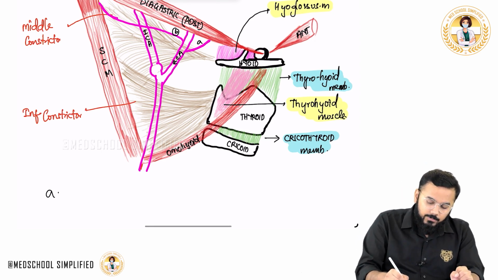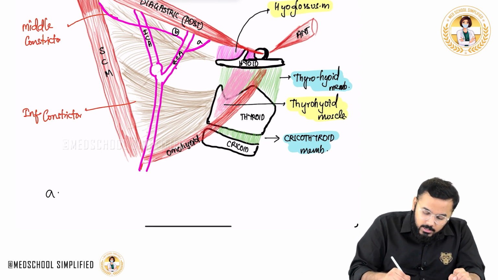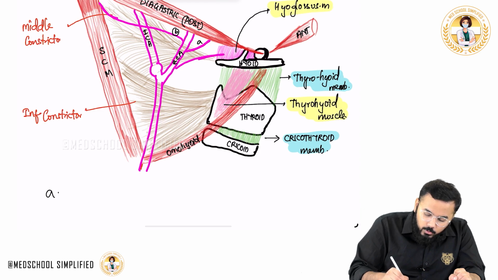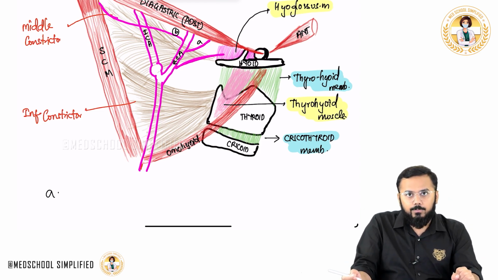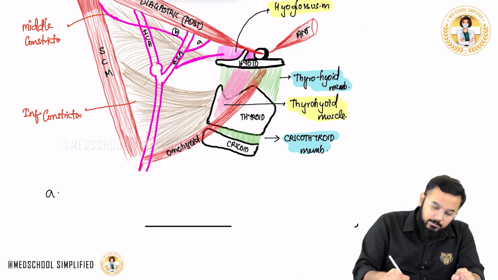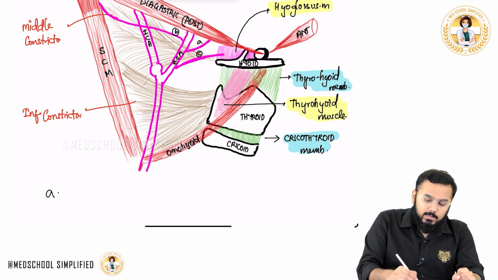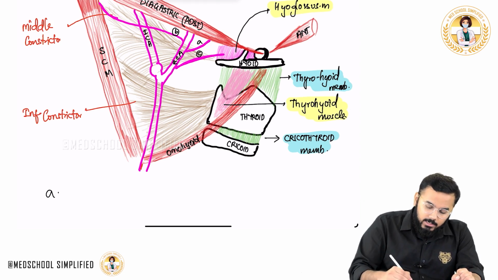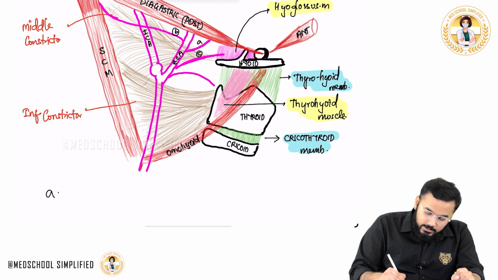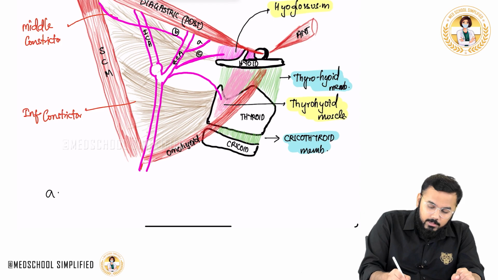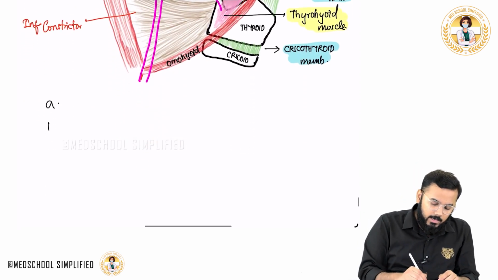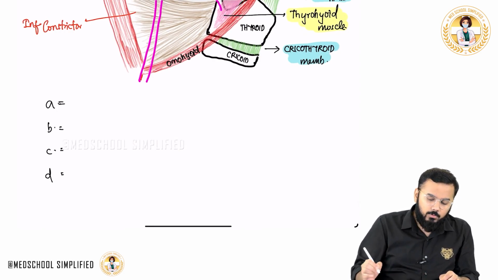Next we have another branch that is going all the way into your suprahyoid region. Let us name this branch as C. The last branch goes all the way and enters into your thyroid cartilage region. Let us name this branch as D. So how many branches have we got? We have got A, B, C as well as D.